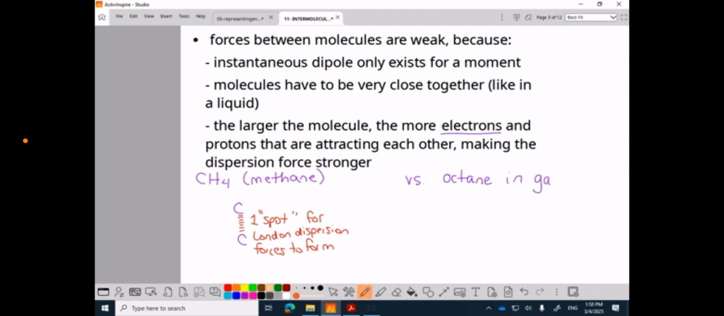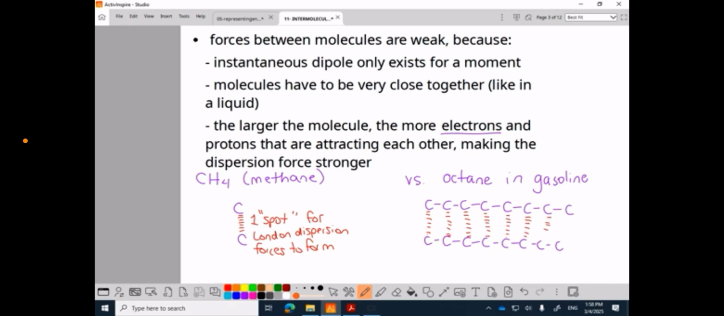Okay, and then if we look at octane, which is in gasoline. When you pump gas in your car at the gas station, it comes out as a liquid. So why is gasoline a liquid? Octane, oct means eight, so there are eight carbons in a row. If we had two molecules of octane and drew them like we drew the two molecules of methane, then you could draw the dashed lines between all eight of the carbons in each of the chains. So technically, you would have eight spots where dispersion forces could form.